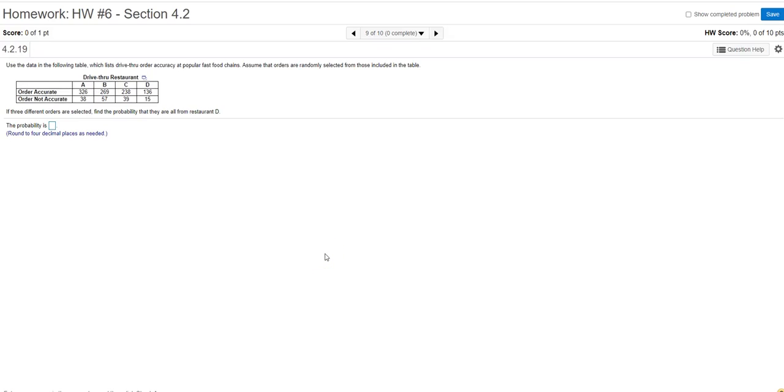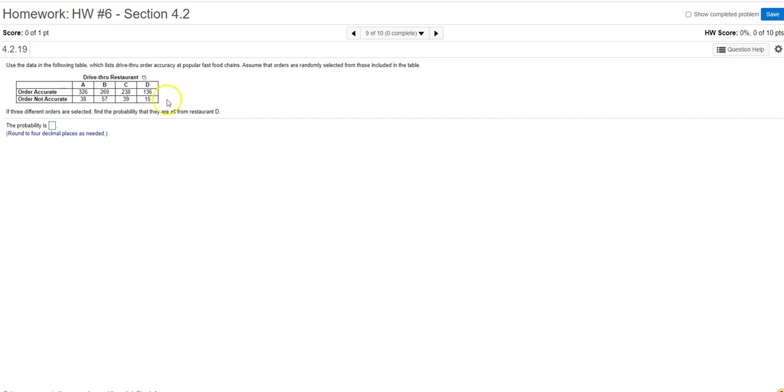I want to do a couple of problems from homework number 6, section 4.2 on the multiplication and addition rule. These are about the multiplication rule. The first one, it's actually number 9 and number 10 in the homework. The first one is an example of the multiplication rule, which assumes sampling without replacement. And the second one uses the 5% rule.